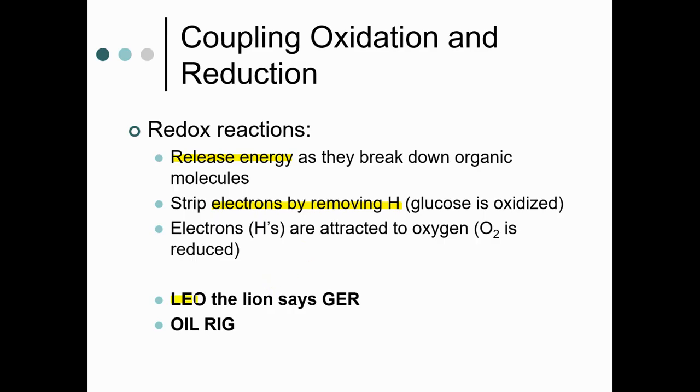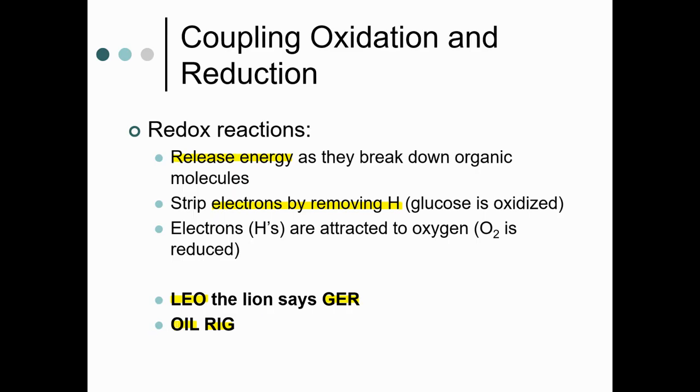If you aren't familiar with oxidation reduction reactions, here's a couple mnemonic devices to help you. Leo the lion says grr. So Leo means a loss of electrons is oxidation. When we lose electrons, it's oxidation. When we gain electrons, it's reduction. So essentially whatever's getting energized is said to be reduced. Anytime you see that word reduced, it means we're moving energy to that.